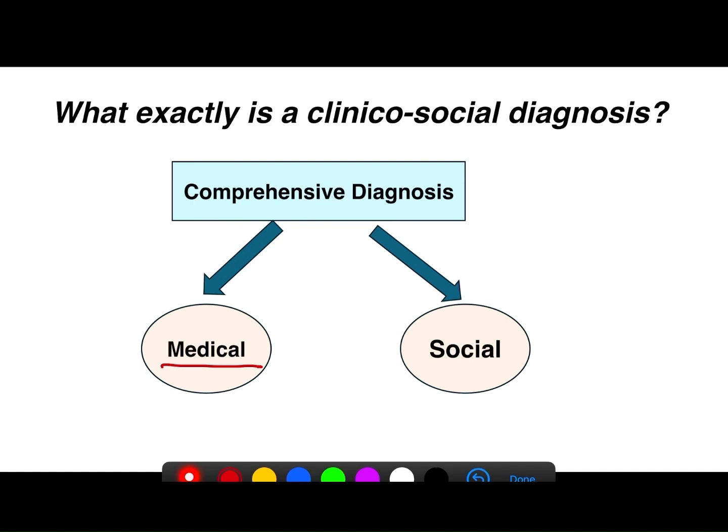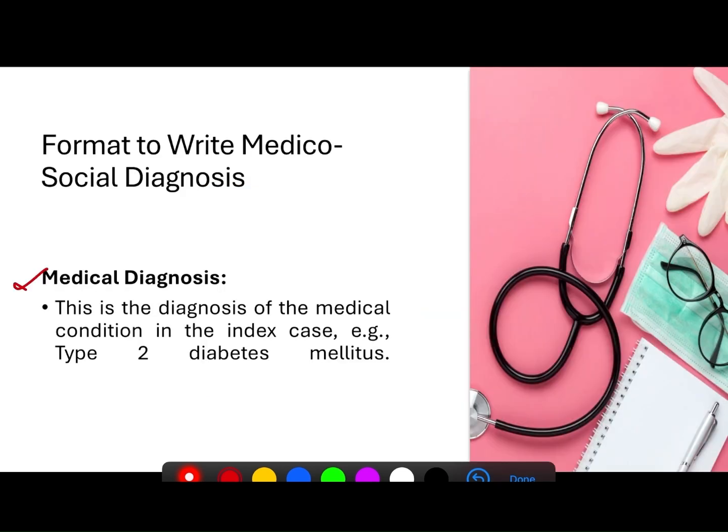The medical component includes the medical and the clinical aspect of the disease, while the social component includes the social determinants that influence the onset of the disease, that may influence the progress of the disease, that may have some implication on the treatment as well, or it may affect the outcome of the disease. Now we'll see how to write the clinico-social diagnosis.